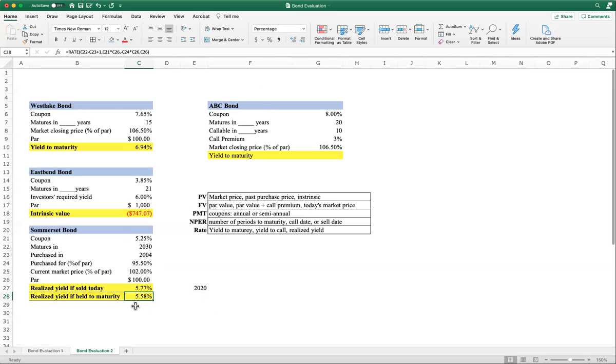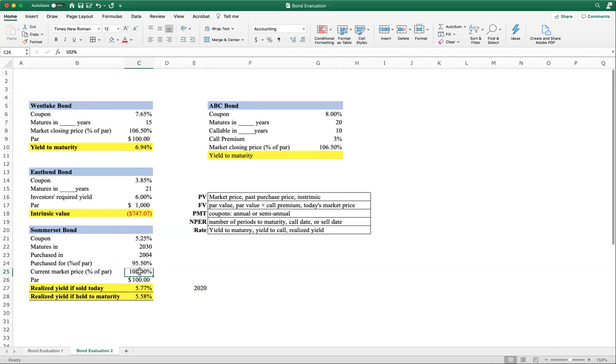So if you hold to maturity, the realized yield is below. Why? Because currently the market price is higher than the par. So whether you decide to sell it today or in the future, it's up to you, right?